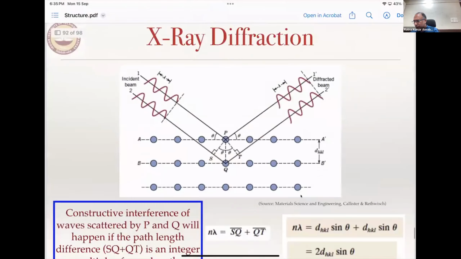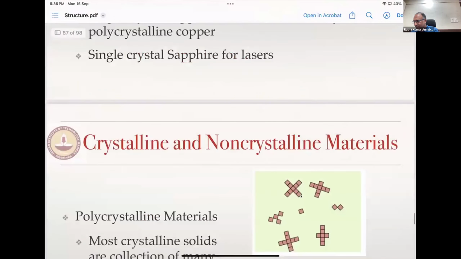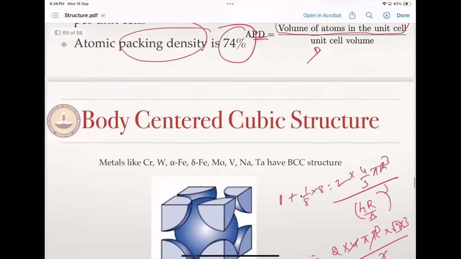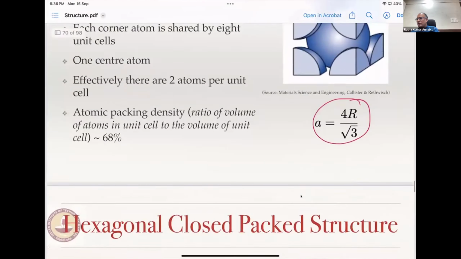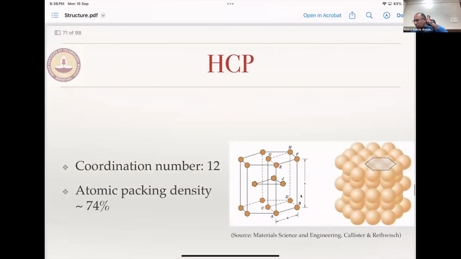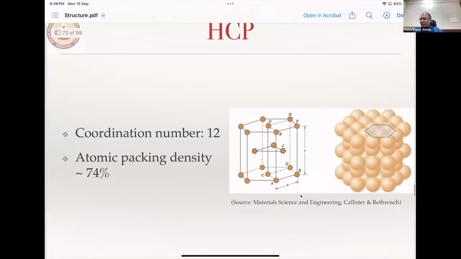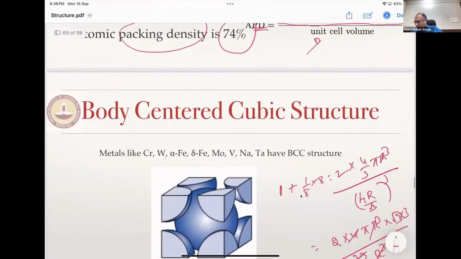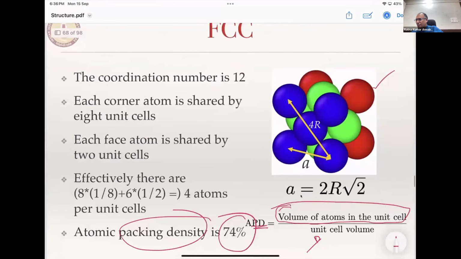Any other questions? Clear, sir. Yes, sir. So HCP also will have the same crystal structure, and the same packing density you can calculate. But there is one more thing that I wanted to talk about. In a three-dimensional state, not only the packing density, there is something else that is very important, called coordination number.